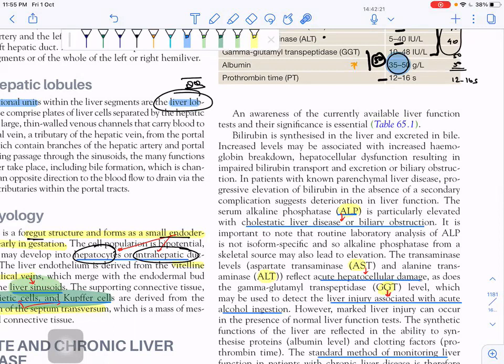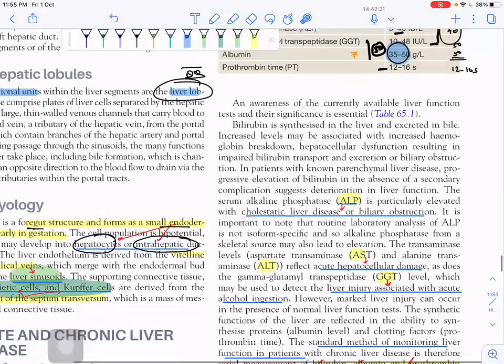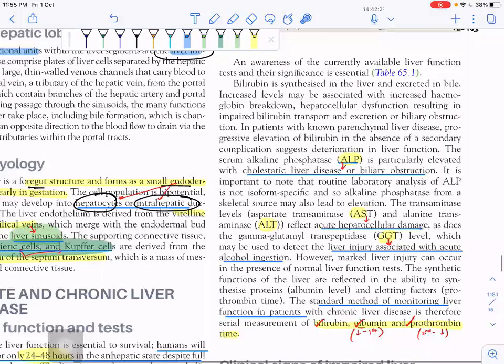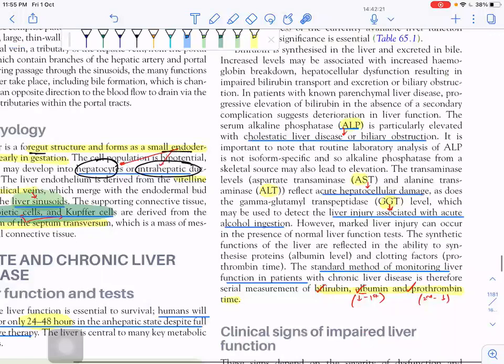Okay, so the ALP is mainly for cholestatic conditions; it's particularly elevated in cholestatic liver diseases or biliary obstruction. AST and ALT are mainly for acute cellular hepatocellular damage, and GGT is for acute alcohol injury. Okay, then this is your MCQ.